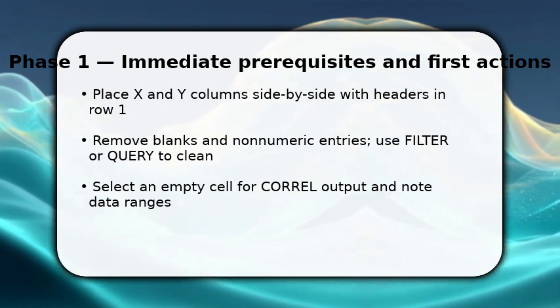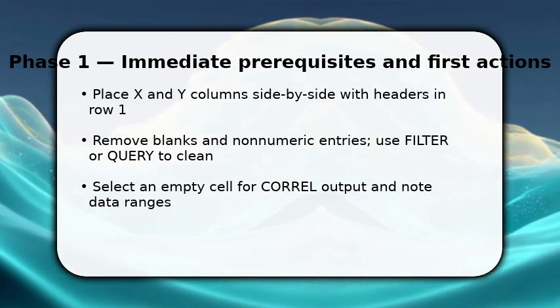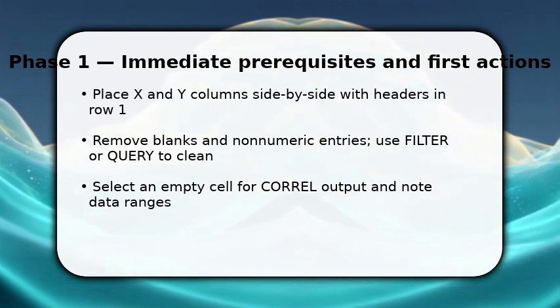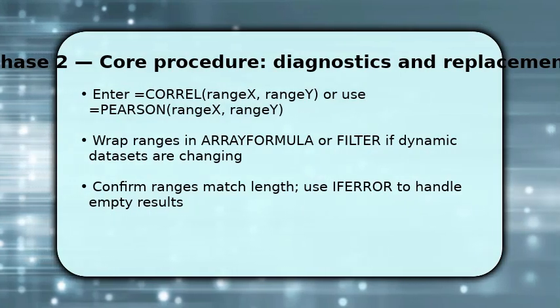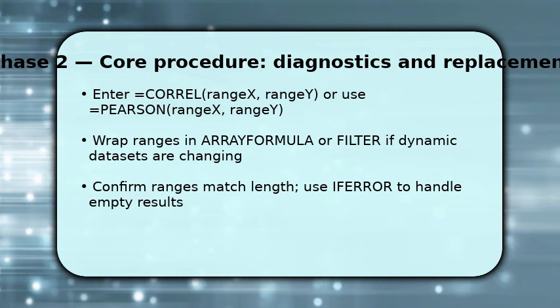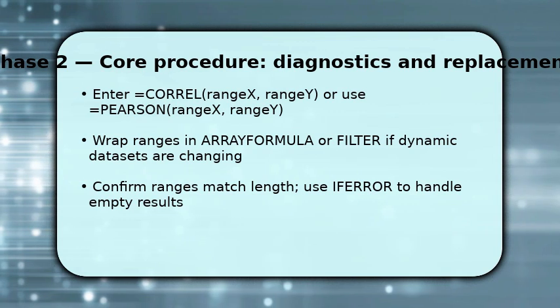Now move to an empty cell where you'll enter the CORREL formula to compute the Pearson coefficient. You type =CORREL(A2:A100, B2:B100) to get the Pearson coefficient. You can also use =PEARSON for identical results. Once entered, press enter and interpret the output.